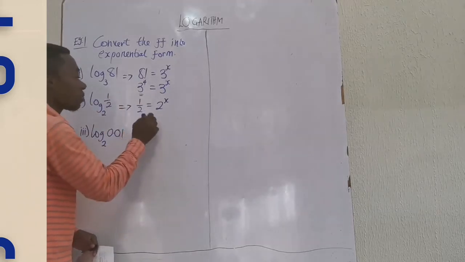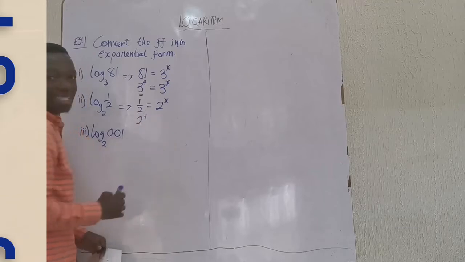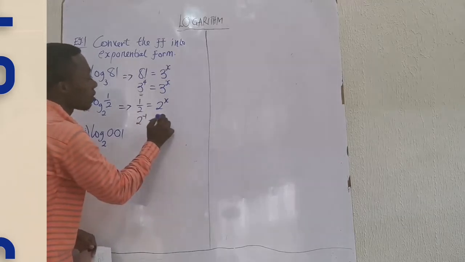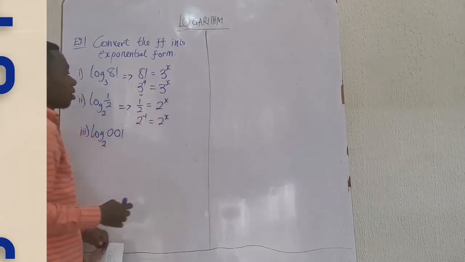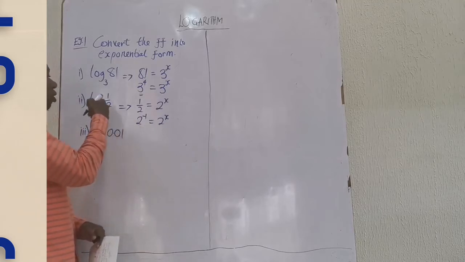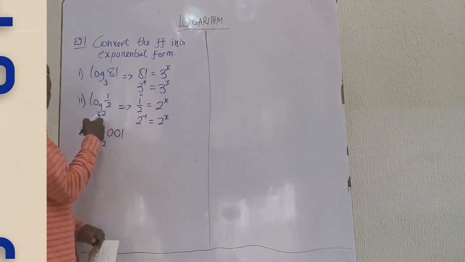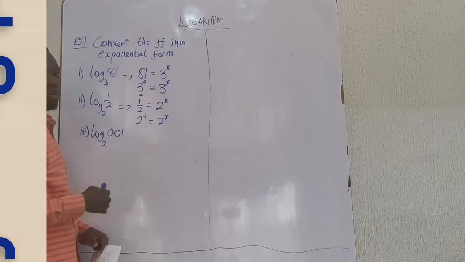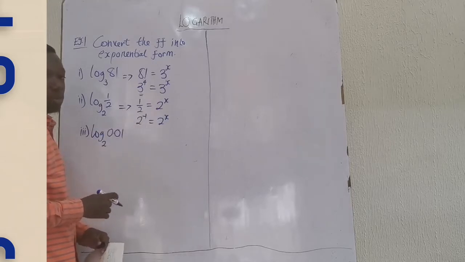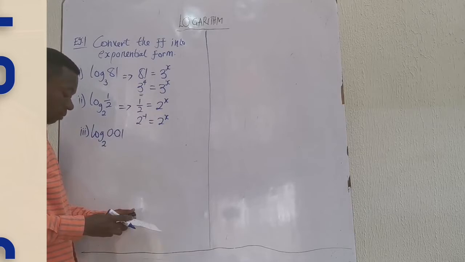You know the inverse of the half is 2 to the power of -1. And that's going to give me 2 to the power of x. So the exponential form of log half to the base of 2 is 2 to the power of -1. I believe that is okay on your side.